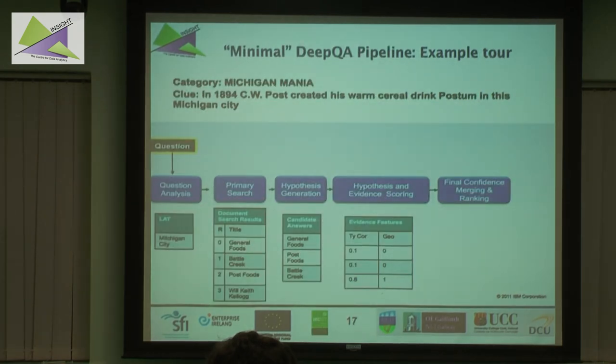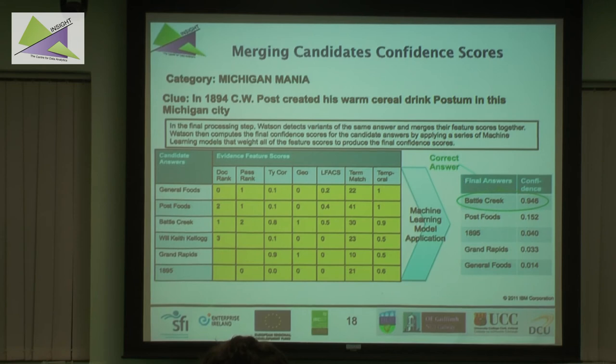Based on that, they do the scoring: type coercion has a score, and geolocation and so on. Finally, they merge them together, as I said, by using logistic regression, and you have the final answer, which is Battle Creek.